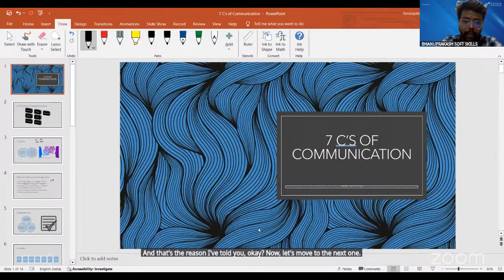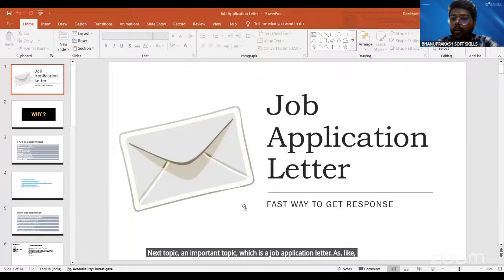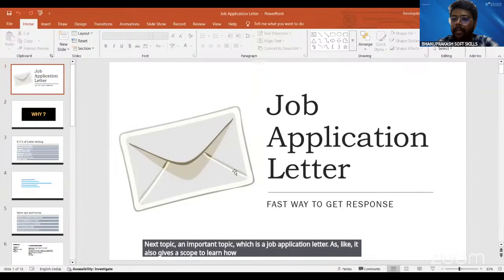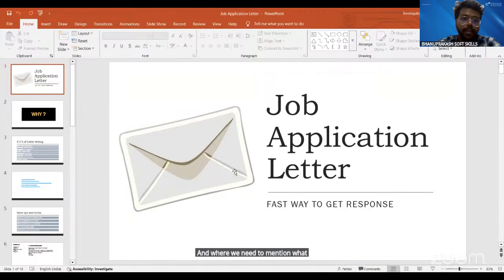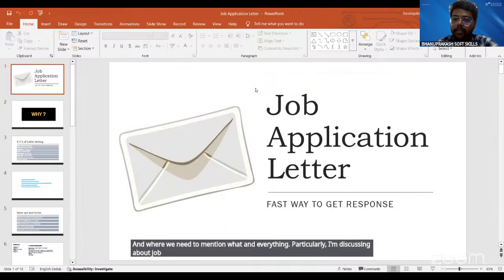Next topic, an important topic, which is the job application letter. It also gives us scope to learn how to write a proper email. I'm going to show you a skeleton of an email and where we need to mention what. Particularly, I'm discussing the job application letter here.